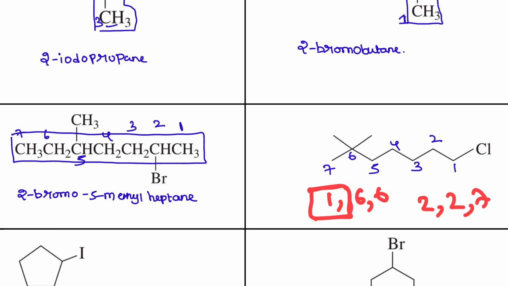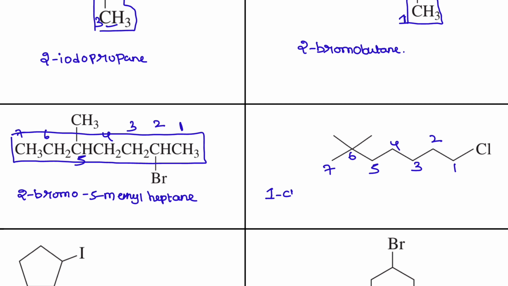According to least locant rule, location of the first branch we have to see. Here it is 1, here it is 2, therefore 2 is wrong. And there are two methyl groups. Methyl prefix is M, chlorine prefix is C, chloro. Therefore, this will be 1-chloro, 6, 6-dimethyl, heptane.